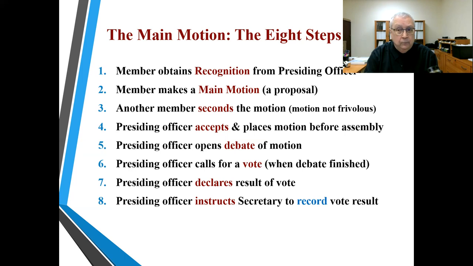Now, I have what I call the three countdown rule. One Mississippi, two Mississippis, three Mississippis. Ladies and gentlemen, hearing no further discussion. Is there any further discussion? Are we ready for a vote? One Mississippi, two Mississippi, three Mississippis. I think we're ready for a vote.